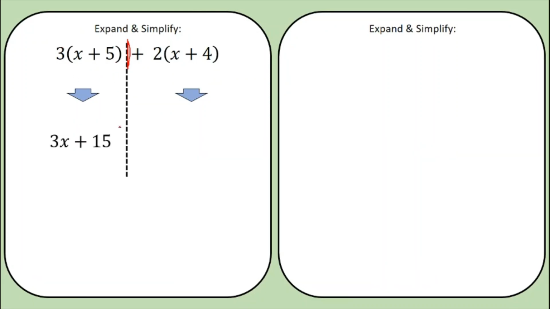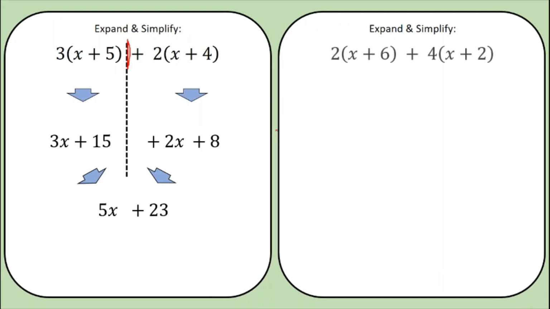This bracket will expand to 3x plus 15, and this bracket will expand to 2x plus 8. I can now combine all of them together, and I'll get 3x and 2x is 5x, 15 and 8 is 23. I want you now to pause it and have a go at the question on the right hand side, which is very similar, and make sure you're happy with it.